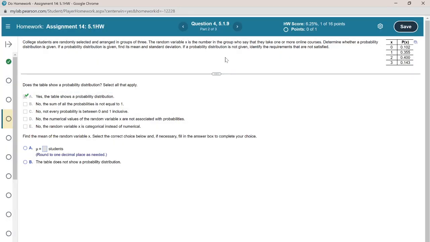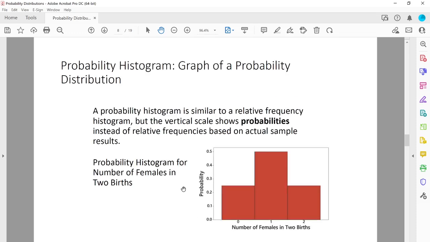Good job. Okay, to answer the next question, how to find the mean and the standard deviation, we have to go further. But before that, I would like to talk about the probability histogram for a probability distribution. In this example, I'm taking the same example: out of 2 births, the probability of having 0 females, 1 female, and 2 females. If you plot that data with the corresponding probability on the y-axis and the number of females on the x-axis, this represents a probability histogram. A probability histogram is similar to a relative frequency histogram, but the vertical scale shows probability instead of relative frequency based on actual sample results.